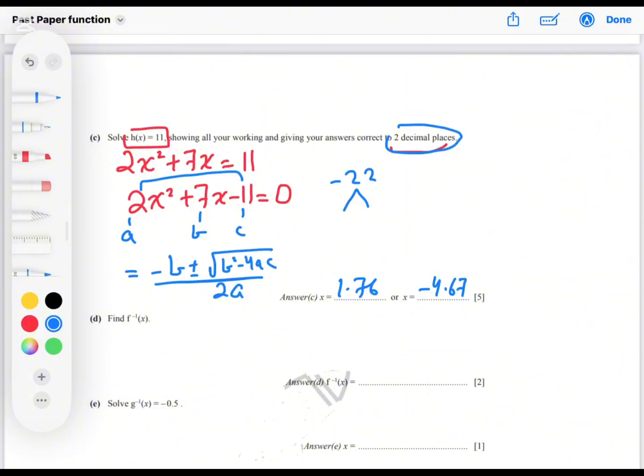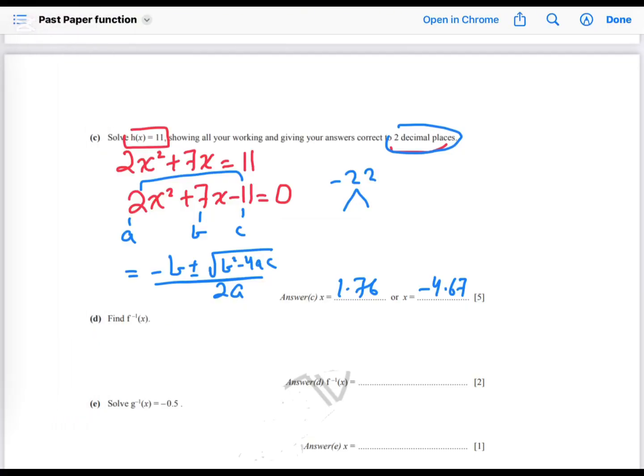What you need to do is press mode, then press 5 and then press 3. You will get a quadratic form. For the first value A you write 2, then equal, then 7, then equal, minus 11, then you press equal two times. You will get the first value, that is x1, and then you press one more time, so you will get the value of x2, the second value. So you have to write the values to 2 decimal places, so 1.76 and minus 4.67. Okay, I hope there is no confusion.